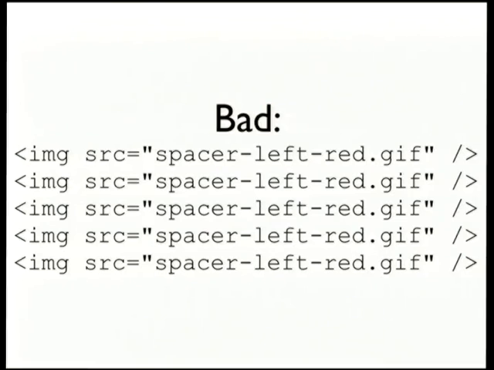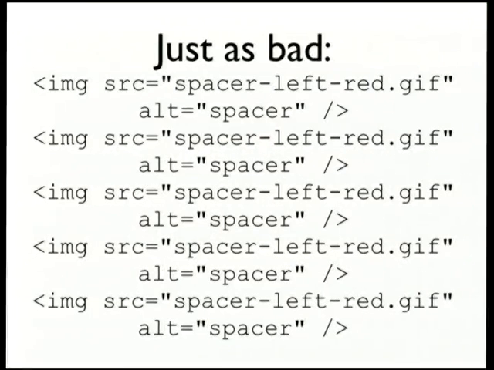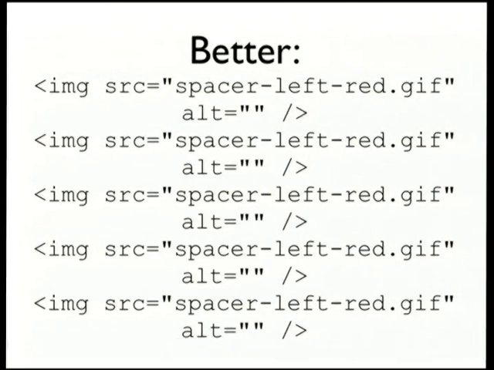It's really annoying. I couldn't get my demo screen reader working, or I would have let you experience how annoying it is. Just as annoying, however: you've got the spacer, you think, it's a spacer, I need alt text, I'll just go ahead and describe it as a spacer. Read as "image, spacer, image, spacer, image, spacer." It's really annoying. So do it this way instead.